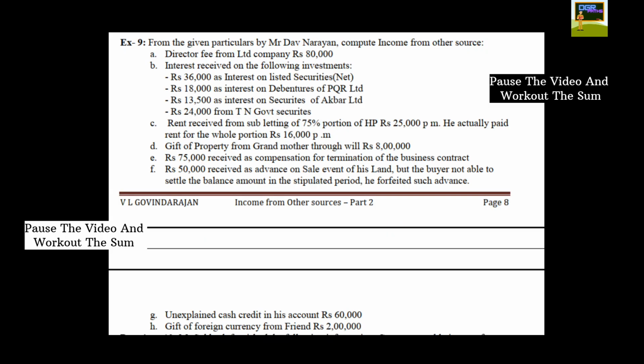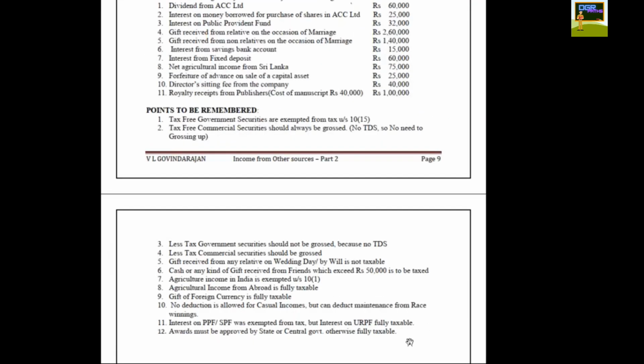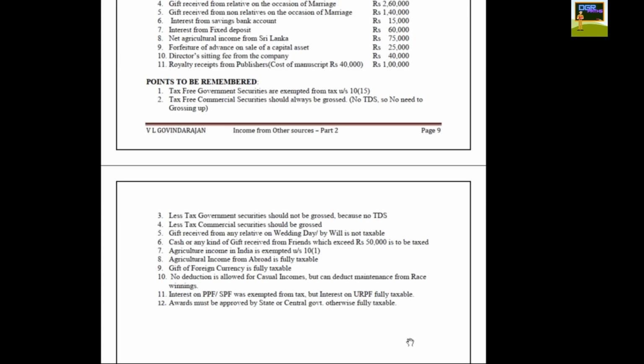Now, points to be remembered for income from other sources. Tax-free government securities are exempted from tax under section 10(15). Tax-free commercial securities should always be grossed up. For tax-free government securities, there is no TDS, so no need for grossing up. But tax-paid commercial securities should be grossed up.